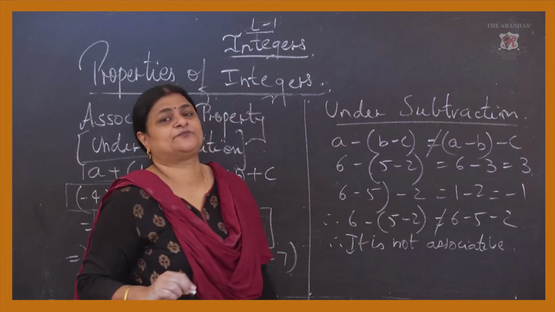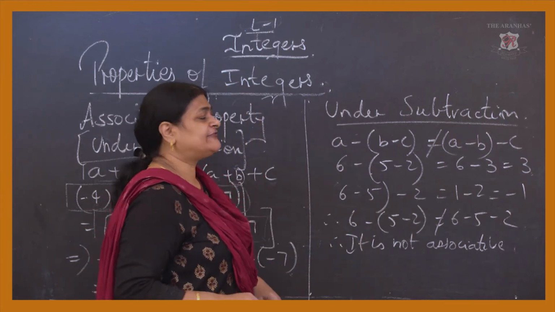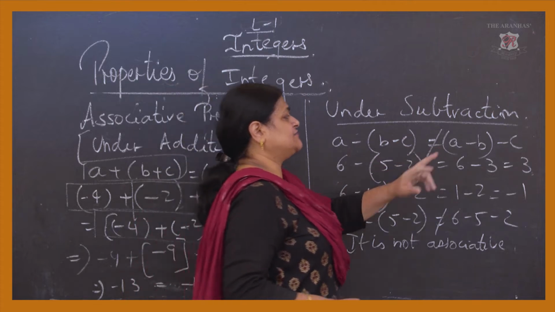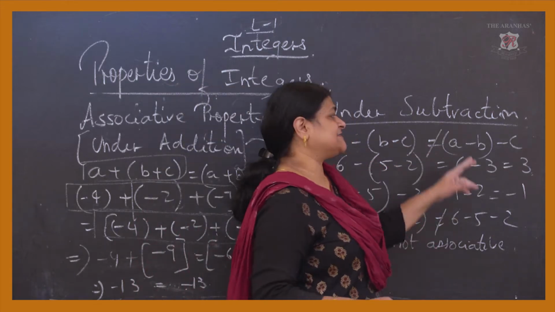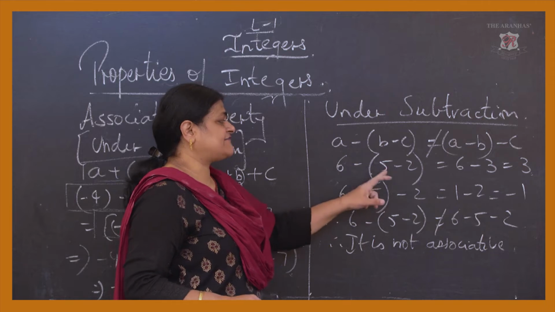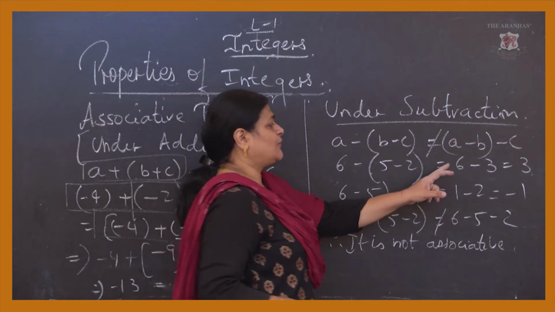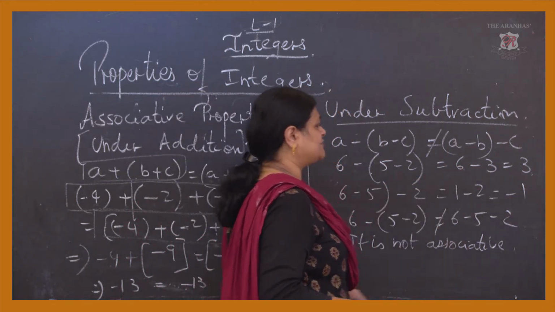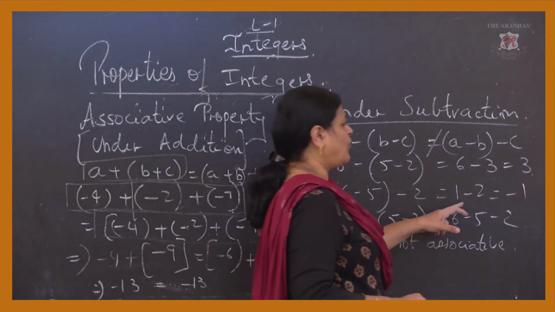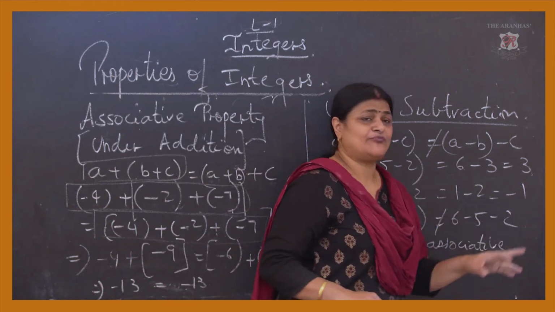This is under your subtraction, where the rule specifies A minus B minus C is not equal to A minus B minus C. So here I am taking A as 6 minus 5 minus 2 is equal to 6 minus 3 is equal to 3. So 6 minus 5 minus 2 is equal to 1 minus 2 is equal to minus 1.